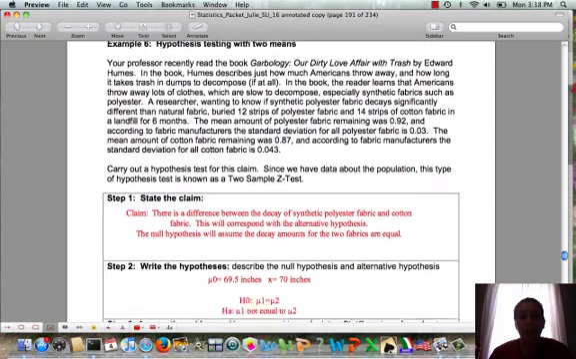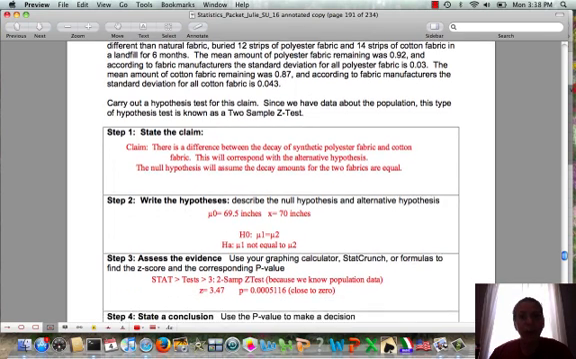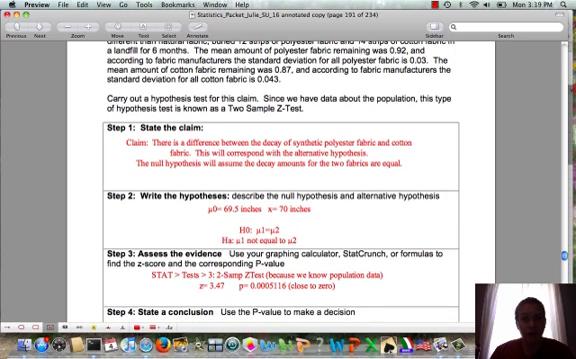So we're going to carry out a hypothesis test for this claim. And again, we know data about the population, so this hypothesis test is a 2-sample z-test. The claim is saying that there is a difference between the decay of synthetic polyester fabric and cotton fabric. This will correspond with the alternative hypothesis. And the null hypothesis will assume the decay amounts for the 2 fabrics are equal. Remember, the null hypothesis always has equality.